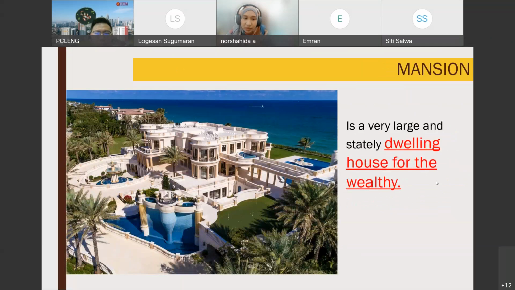Okay, this is mansion. It is a very large and stately dwelling house for the wealthy. Ini kita banyaklah nampak. Contohnya di area Damansara, di area Hartamas kalau di KL. Kalau di Johor Bahru ni, kita, di area Straight View, kita ada nampak lah all these mansions. Tapi tidaklah sebesar ini. Okay, ini macam dia pergi dekat Florida, macam gambar ni lah.